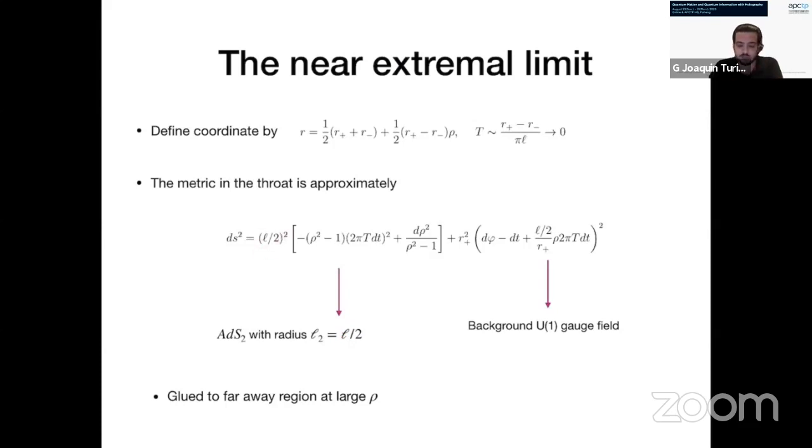That comes from this prefactor. The horizon is at rho equals 1. Then this is the area of the horizon, the extremal area. And then you have this term that mixes phi with T. This is where the U(1) gauge field will come from, and we will think of this term as a background U(1) gauge field in the geometry. So when I say AdS2 cross S1, I mean metrics of this form. And this is glued to the region far away that is asymptotically AdS3.